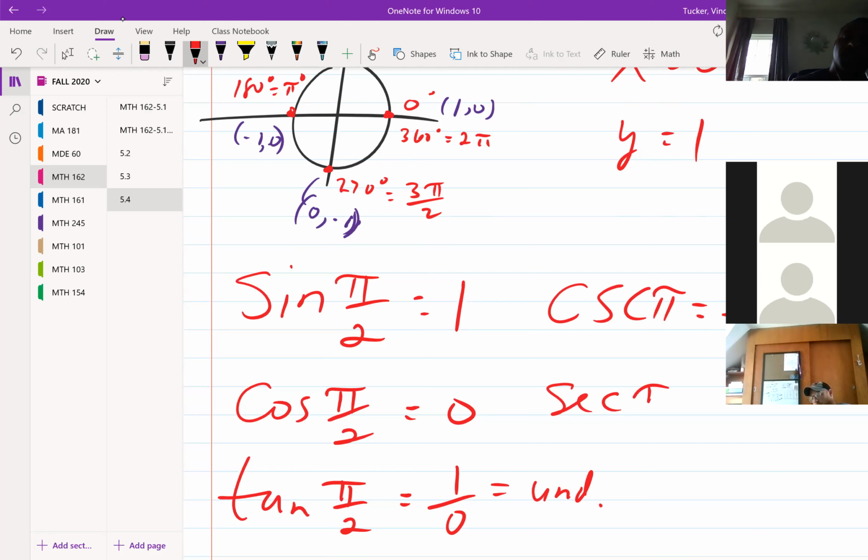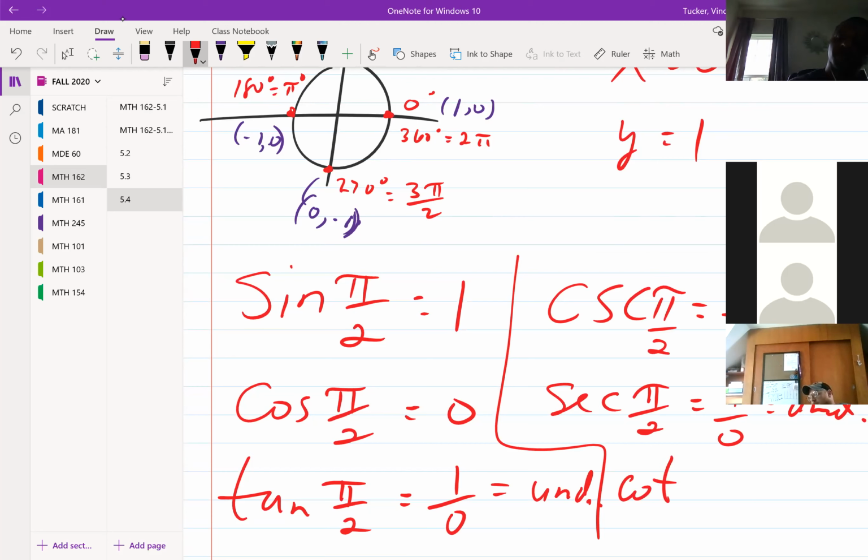Secant, 1 over 0, which is undefined. And cotangent, 0 over 1, which is 0.